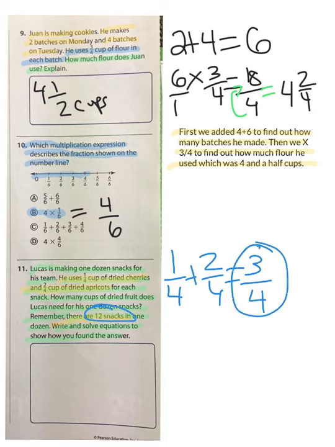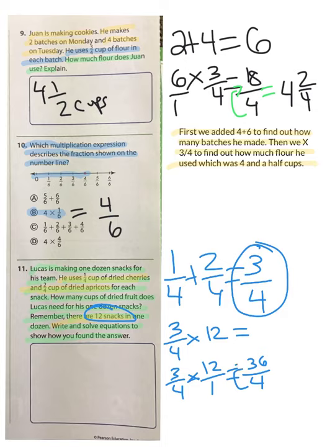And he needs to make 12, or a dozen. So now our second equation is just going to be 3/4 times 12 equals. I'm just going to write it underneath so it's easier for you to see. Times 12 over 1. So 3 times 12 is 36 over 4. And I know 4 goes into 36 9 times. So our answer is 9. And we can just write he needs 9 cups of dried fruit.